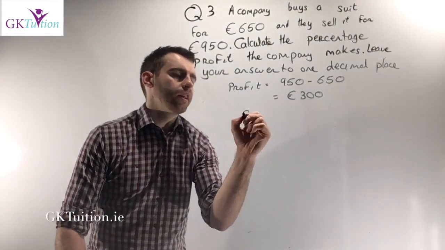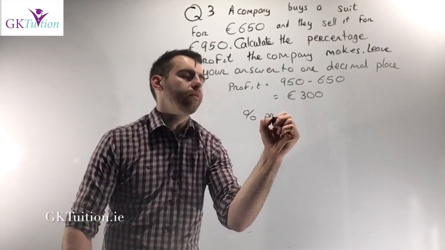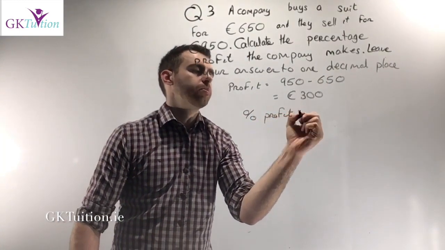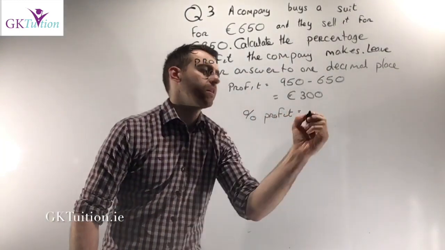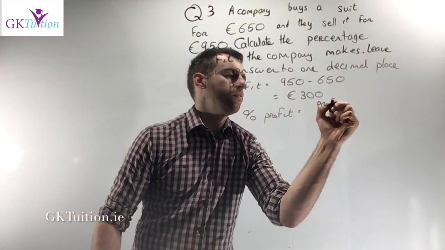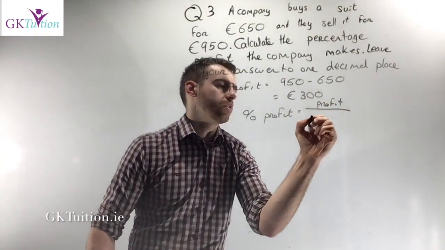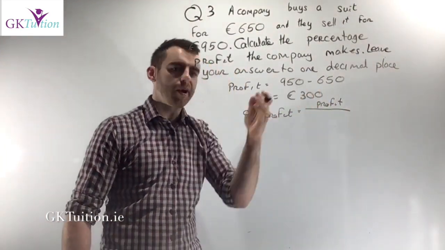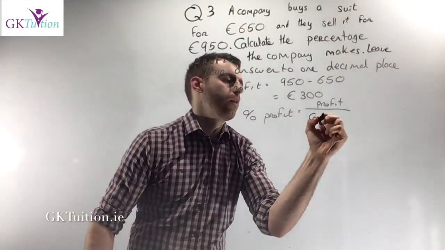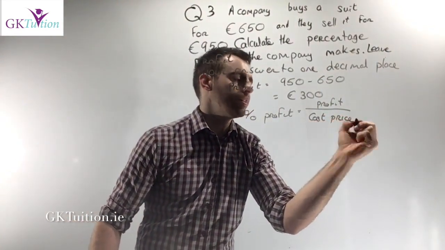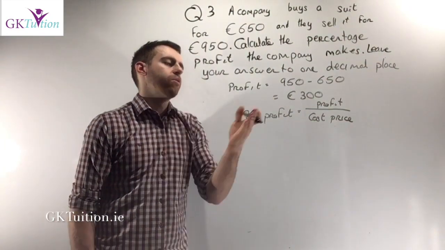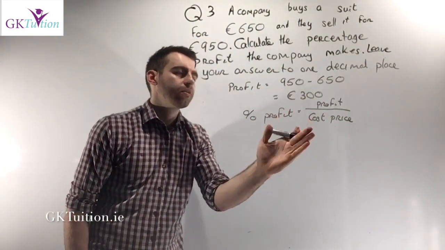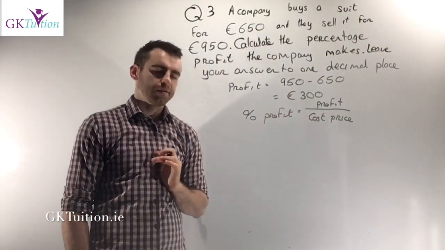To work out percentage profit, there's a formula for it. The percentage profit a company makes, it's the profit divided by the cost price. It's the profit divided by how much it cost them. Profit divided by cost price. It's not the selling price. They make €300 profit, and the suit cost them €650.